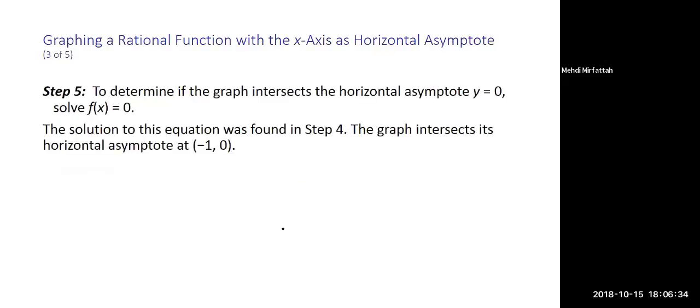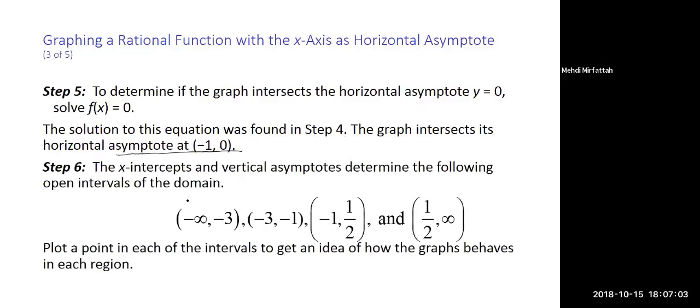To find whether your graph intercepts the horizontal asymptote, y is equal to 0, we have to solve for it. You take f of x, let it equal to 0, and see the solution. The solution to the equation was found in step number 4. The graph intercepts the horizontal asymptote at this point. So we do get the intersection there. Step number 6, the x-intercept and the vertical asymptote determine the following open intervals of the domain.